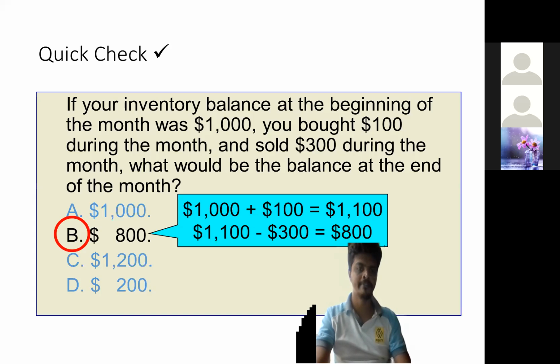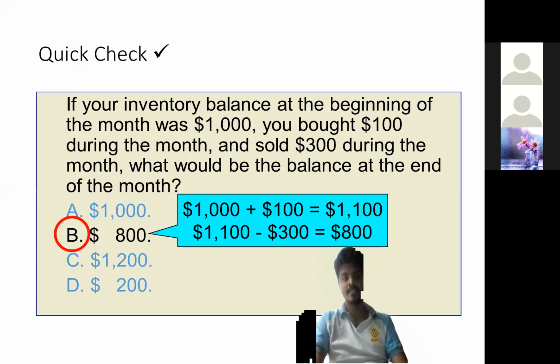Simply what we need to do: we have the opening balance of 1000. Then we add the purchases, that means what we buy within this period. Then 1100 is available for sales. From 1100, we have sold 300 worth of goods. That means our remaining balance is 800. Okay.